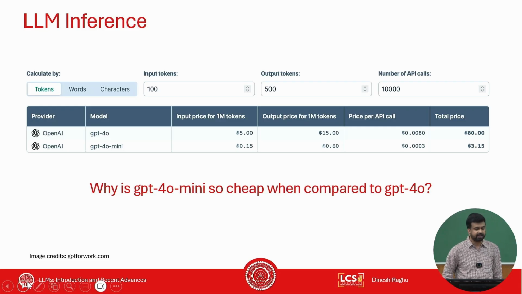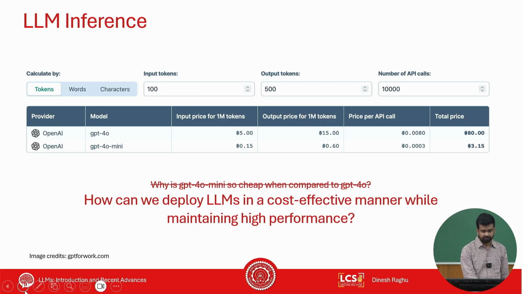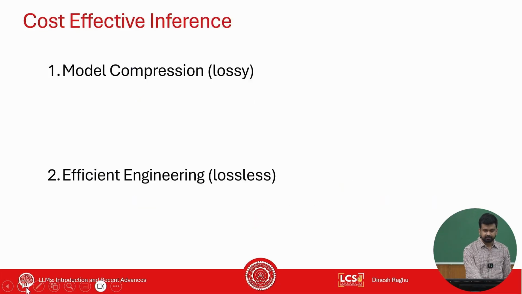Now, why is GPT-4o mini so cheap compared to the non-mini version? Or the bigger question here is, how can we deploy LLMs in a cost-effective manner while maintaining the performance of the bigger model? So this is what we'll be answering in this talk today. We are going to cover the different ways in which we can achieve this. So there are two main classes of techniques that you could use.